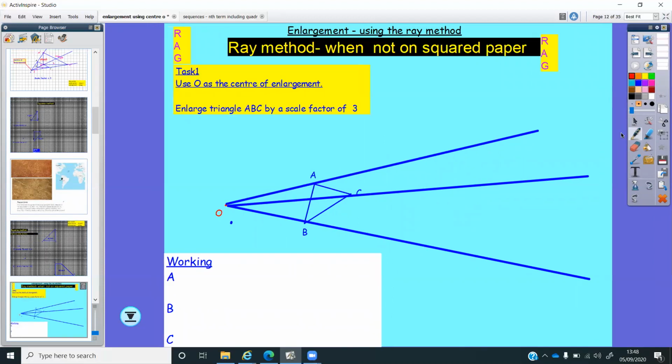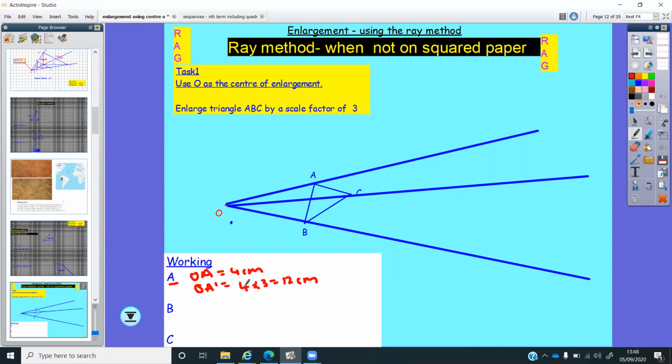Let's have the pen here, shall we? So for A, we've got OA. So let's say OA is, I don't know, 4 centimetres. Then I would say OA dash has to be 4 times 3, which is 12 centimetres.